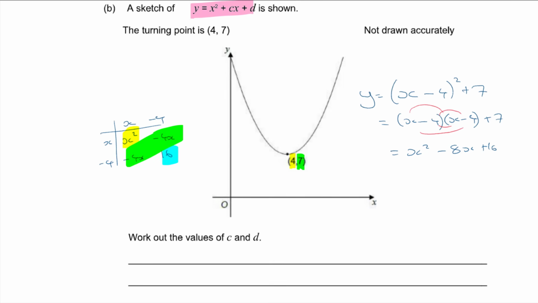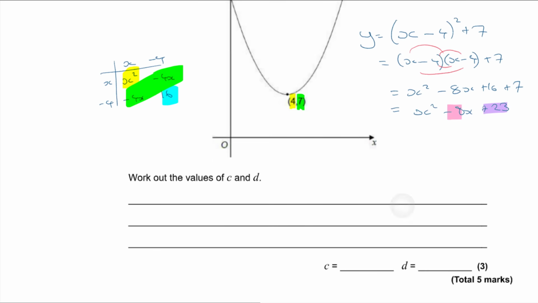Okay, remember I had that plus 7 from earlier, so then just tidying that up, x squared minus 8x plus 16 plus 20 plus 7 is going to be plus 23 then, isn't it? Okay, so then what is the value of c and d? Well, c is the coefficient of x, which is minus 8, and d is the constant on the end, isn't it, which is plus 23. Okay, so they're my values of c and d. So c is minus 8 and d is 23.